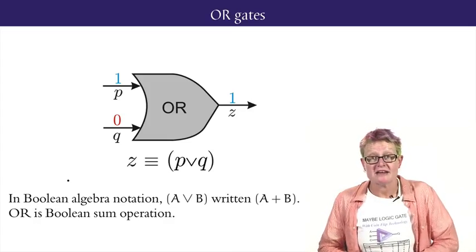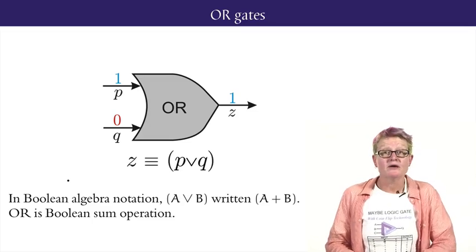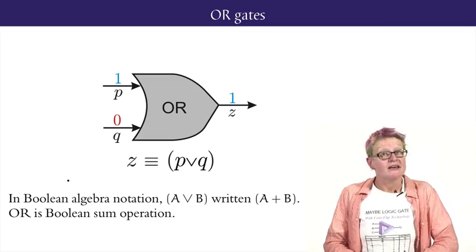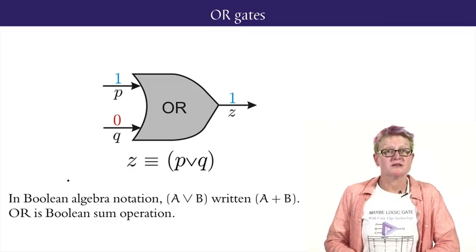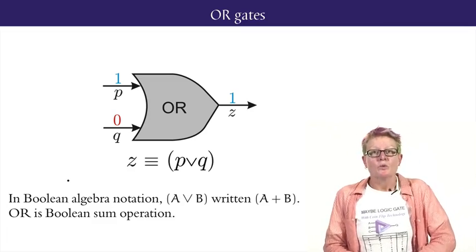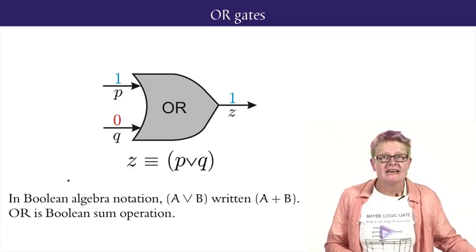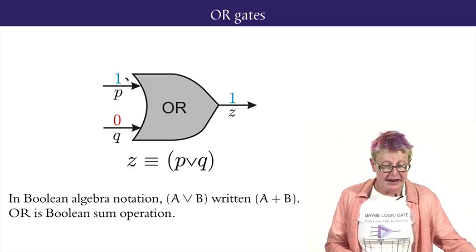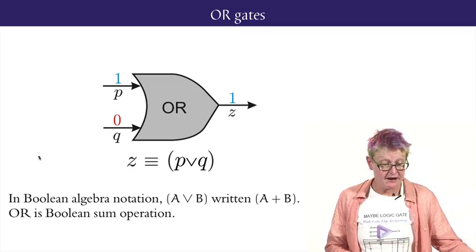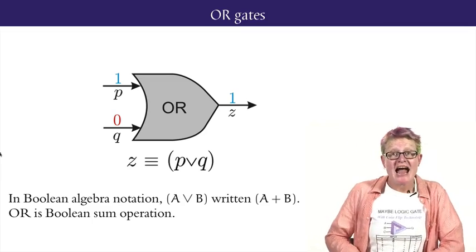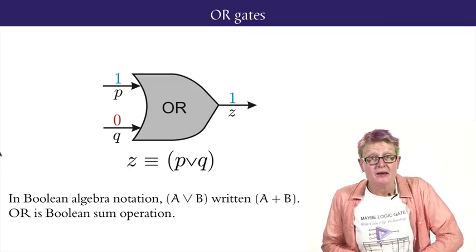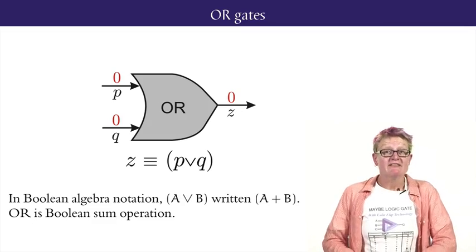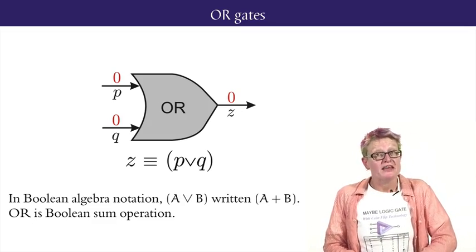Next, the OR gate. Starting with its simplest form, an OR gate is a two-input, one-output system such that the output is 1 if and only if one or more of the inputs is 1. Again, we assume you know the truth table. The standard symbol for an OR gate is characterised by the pointy output end and the curved input side. In Boolean algebra notation, A or B is written A plus B because OR is the Boolean sum operation. Equivalently, the output is 0 if and only if both of the inputs are 0.